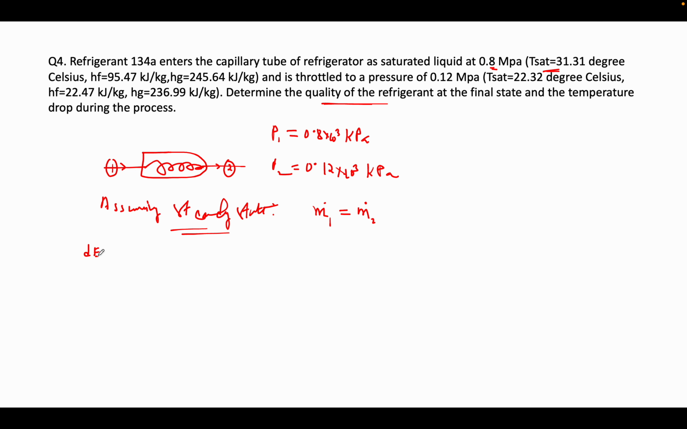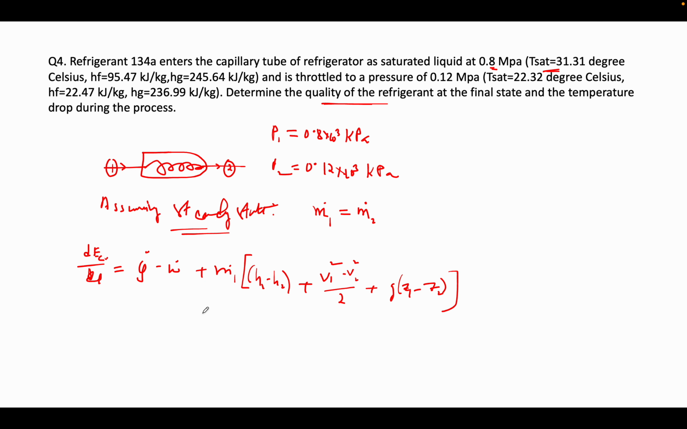Our energy conservation equation, dE_cv/dt, will be equal to Q dot minus W dot plus m1 dot times [(h1 minus h2) plus (v1 squared minus v2 squared)/2 plus g(z1 minus z2)]. Once again, nothing is mentioned about the potential energy, so I can directly write it as 0. Steady state, this is equal to 0. It is not telling us anything about the heat flow that's taking place or going out, so it will be equal to 0.